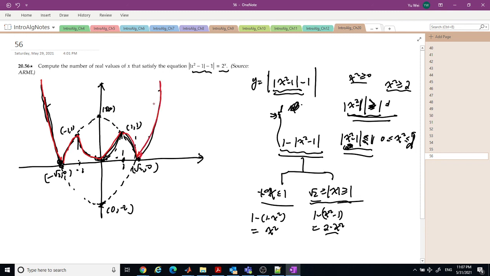Now let's do the other one. You can see the other side, 2 to the x, is simple, right? It passes through the point (0, 1) and increases very fast. Now let's see how many intersection points: 1, 2, 3. So that's why you have 3 solutions. That's it for the challenge problem of this chapter. Thank you. Bye bye.